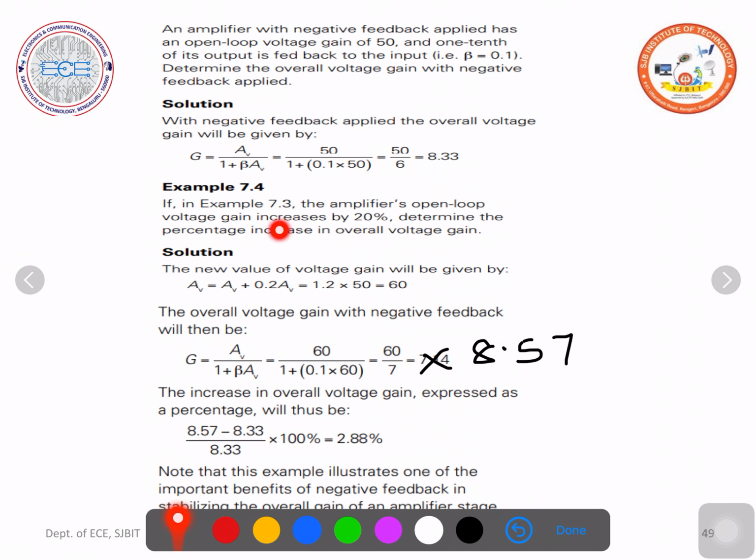If the open loop voltage gain increases by 20%, see the overall voltage gain change. The overall voltage gain just changes by 2.88%. So I said in the negative feedback amplifiers, the voltage gain is very much stable. A 20% hike in the open loop voltage gain, but overall voltage gain increases only by 2.88%.